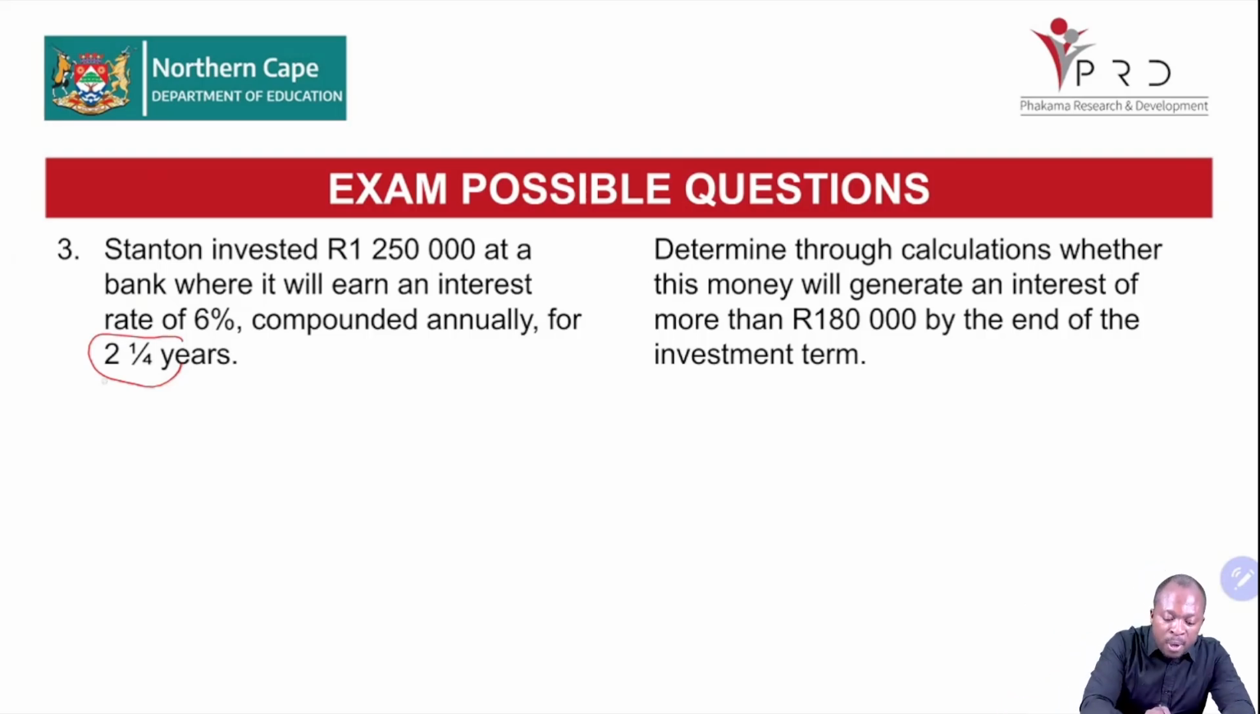So you must work for year 1. So year 1 is going to be 1,250,000. Then you multiply it by what?